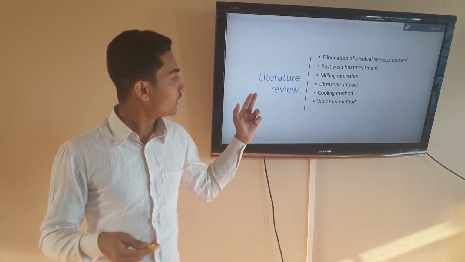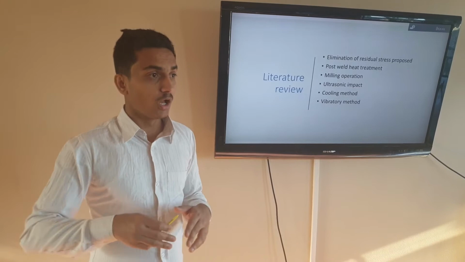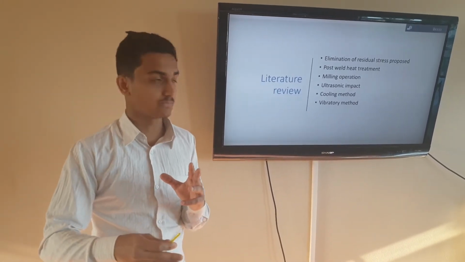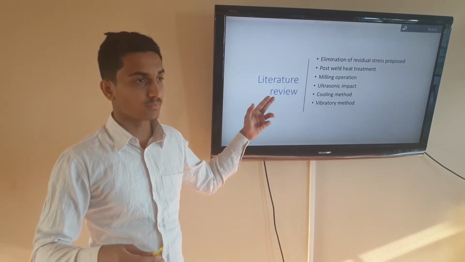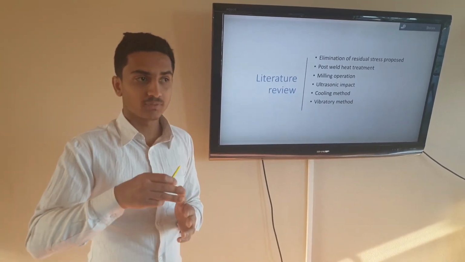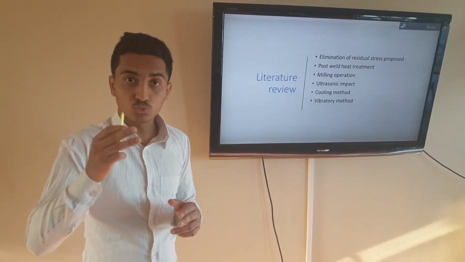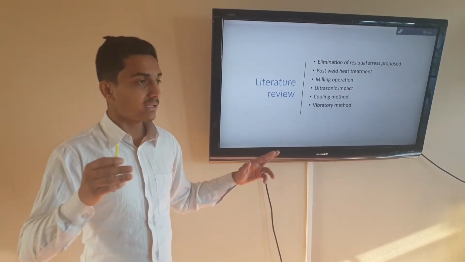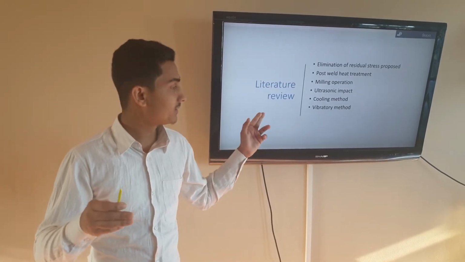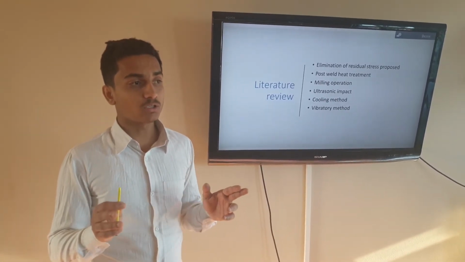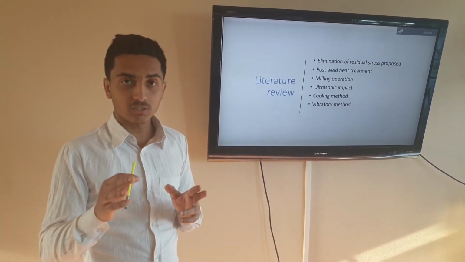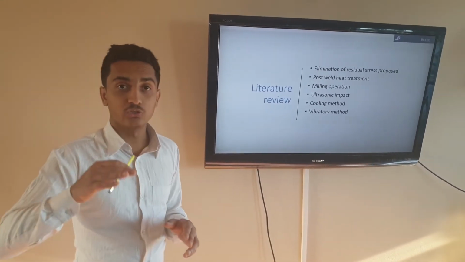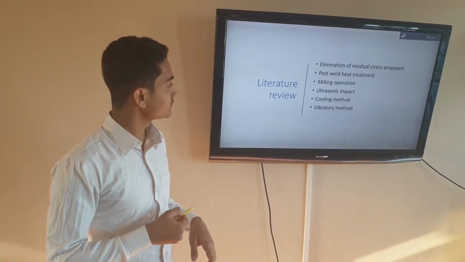Third, ultrasonic impact. The greater the ultrasonic impact, the lesser the residual stress. Fourth, cooling method. Cooling method is also used as an alternative to reduce the residual stress after welding. And the last, vibratory method. It is also one of the methods discussed in the literature review to reduce the residual stress.